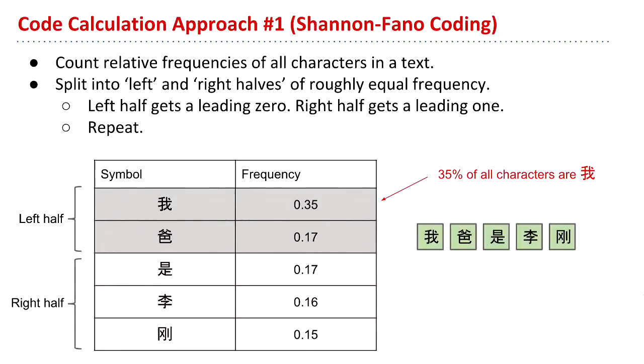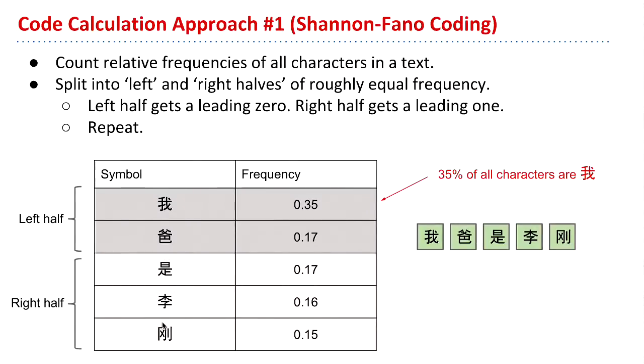All right. So what we're going to do then is imagine that we have a text file that's just these characters. For some reason, I'm just writing some absurdist poem about Li Gong. So let's say 35% of the characters are this one, 17% are this, 17% are this, 16% are here, and 15% are those.